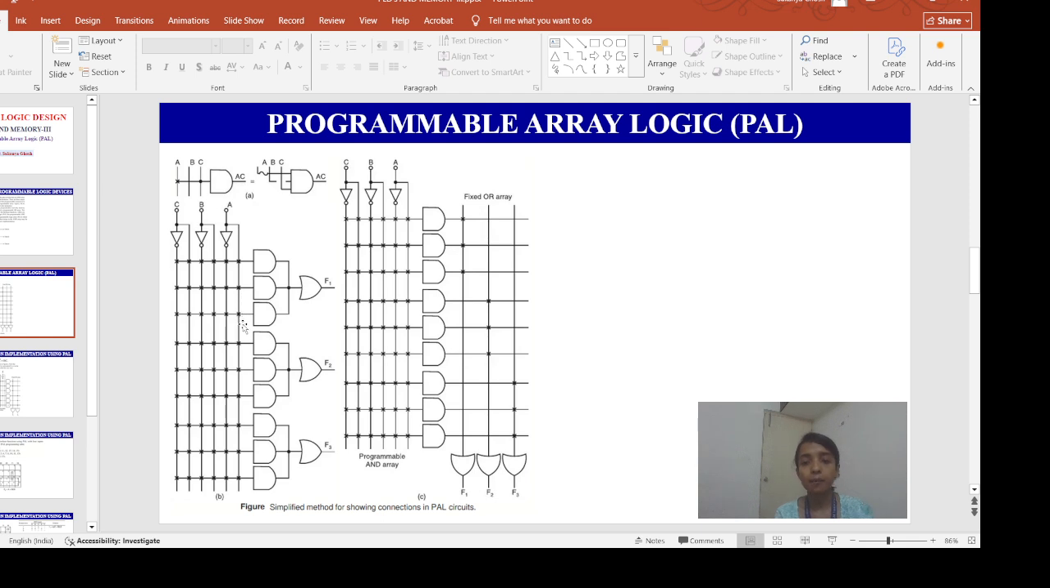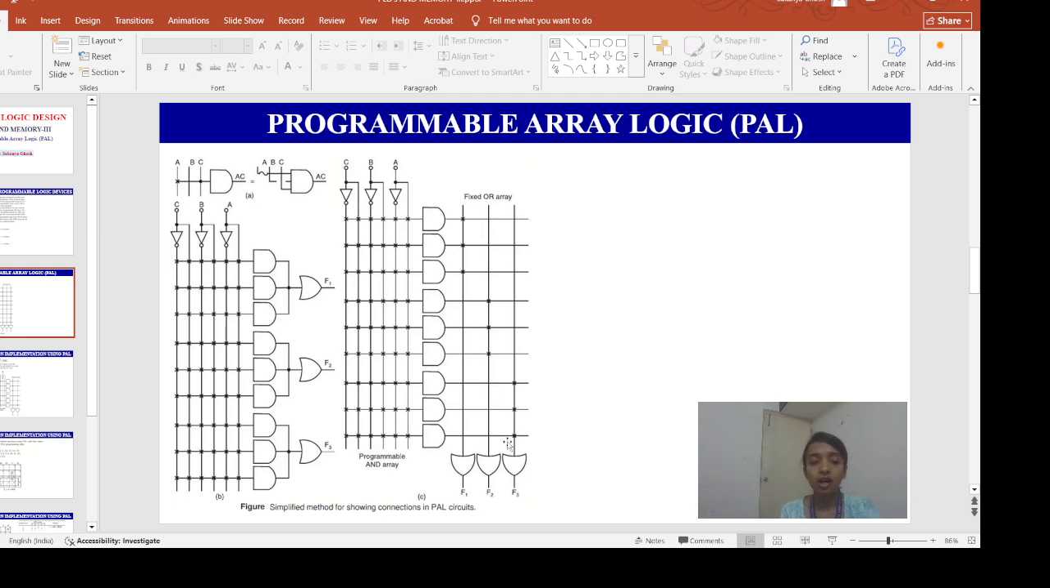Removing the cross implies blowing off the corresponding fuse, which in turn implies that the corresponding input variable is not applied to the particular AND gate. So, in this example, the circuit is unprogrammed because all the fusible links are intact, right? Note that the 3 input OR gates in this figure are also drawn with a single input line.